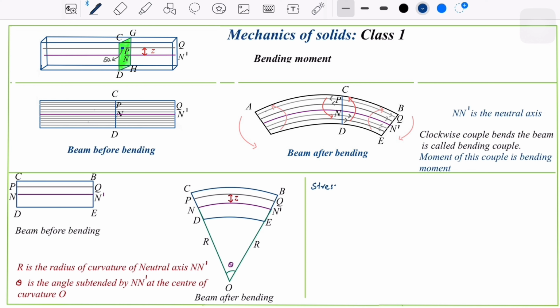Therefore, stress means the stress causing the strain. Stress is nothing but Young's modulus into strain, because Young's modulus is equal to stress by strain. Therefore, stress is equal to Y into strain. Young's modulus into strain will give stress.